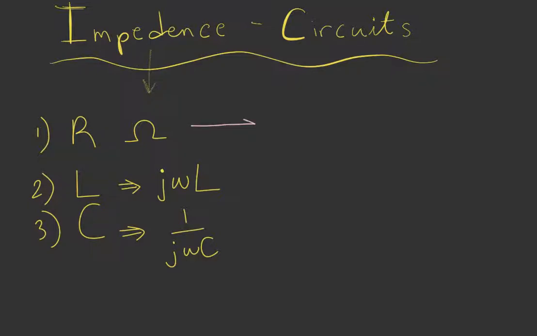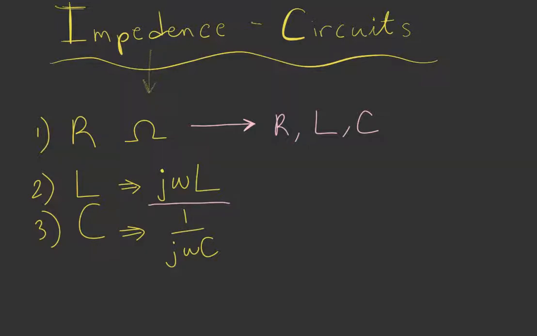In DC analysis, the only impeding component is a resistor. In AC analysis, we have a resistor, an inductor, and a capacitor. I have written down their expressions in AC analysis. For an inductor, its expression is jωL.